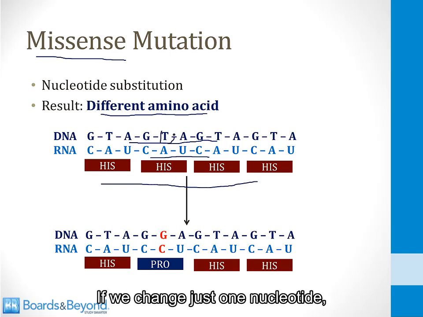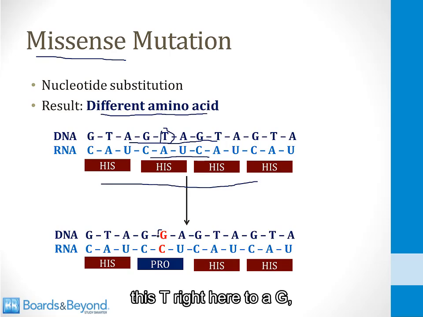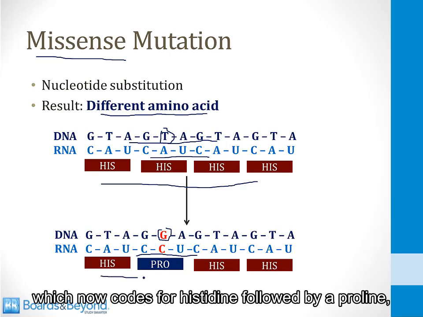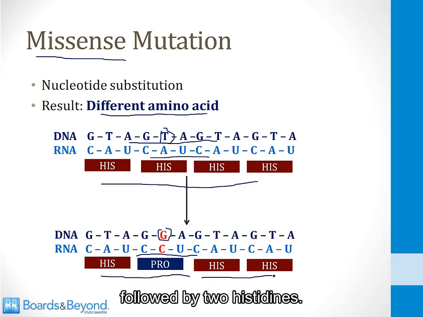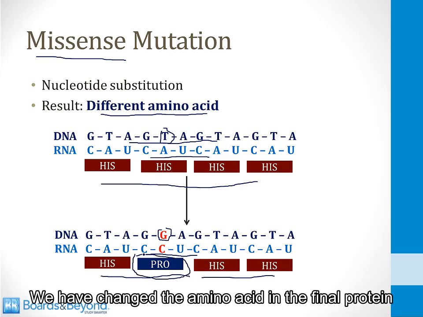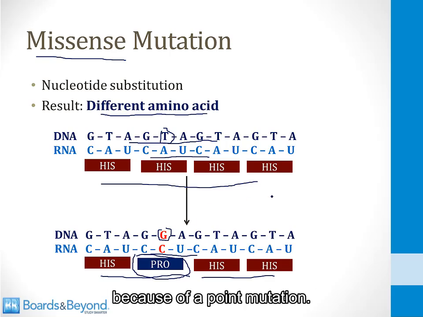If we change just one nucleotide, this T right here, to a G, we would then get this stretch of mRNA, which now codes for a histidine followed by a proline followed by 2 histidines. This is called a missense mutation. We have changed the amino acid in the final protein because of a point mutation.